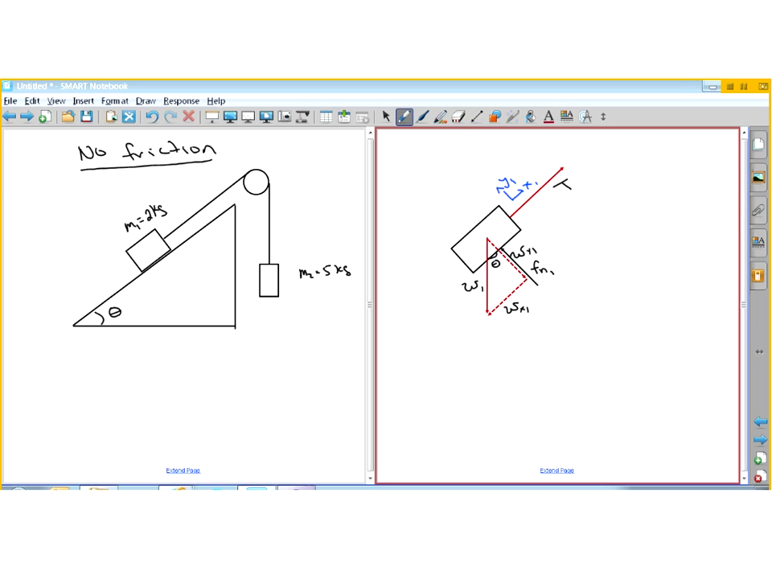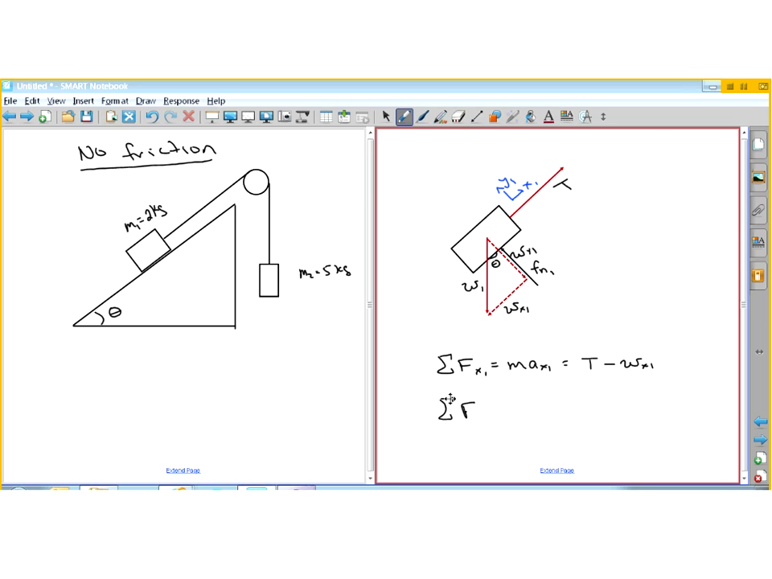So the sum of the forces in the x direction: it's actually moving in that direction, so there's an acceleration. And we have two forces acting on it now. When we had a flat table, we just had one force when it was frictionless. So we have T, which is going in the positive x direction, and we have W sub x1, which is going in the negative direction.